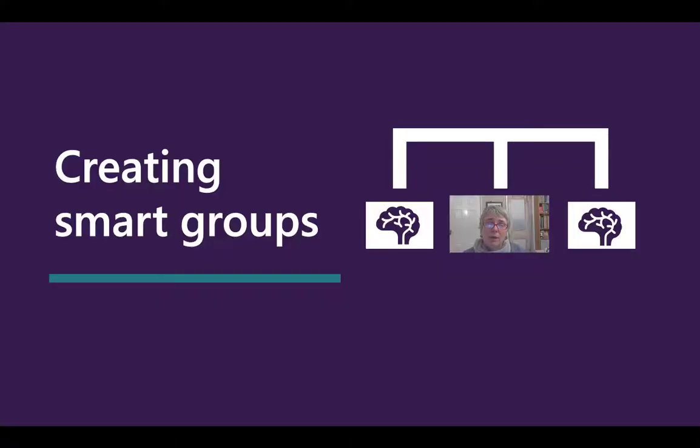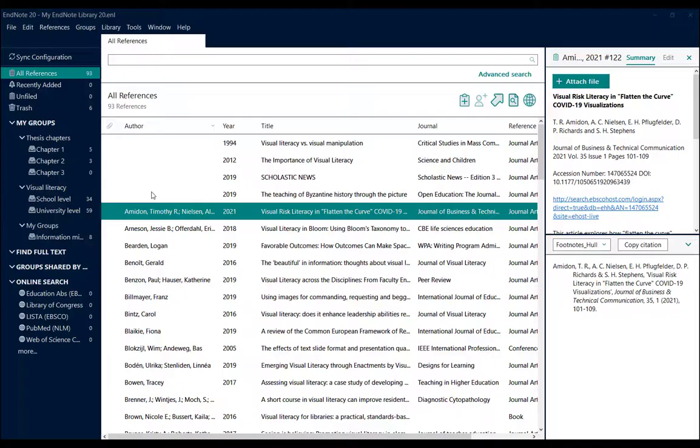And finally, we'll look at smart groups. One really useful feature is the ability to create smart groups. This is where EndNote can actually put things into the groups for you. So for example, you may want to have groups for years. You may want to have groups for particular journals, and EndNote can automatically do this for you. So again, I right click on the heading. This time I'm going to do Create Smart Group.